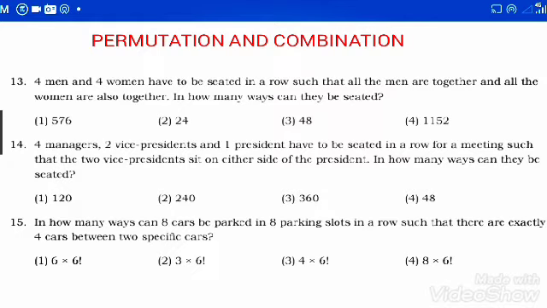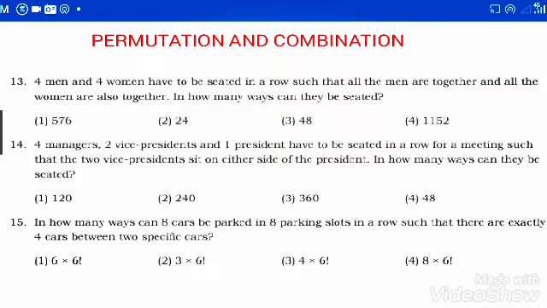Alright, here we have our first question. It says 4 men and 4 women have to be seated in a row such that all the men are together and all the women are also together. In how many ways can they be seated?